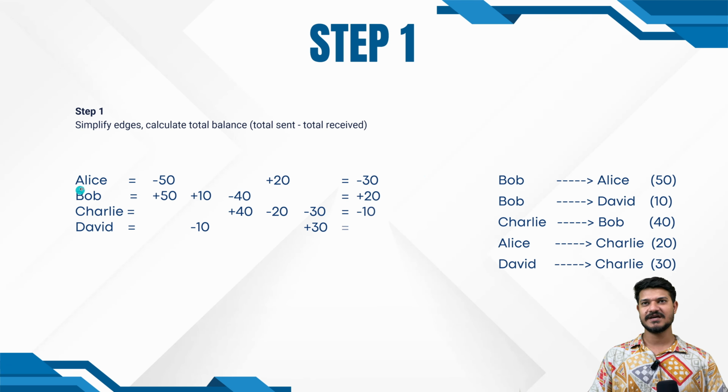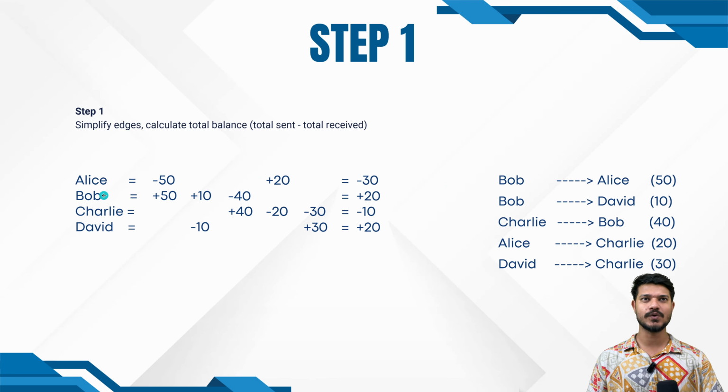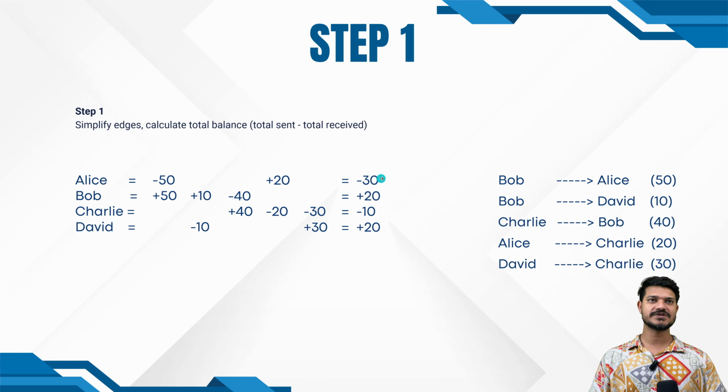The final balance is this: Alice overall owes 30, so minus 30. Bob needs to get back 20, Charlie has an overall debt of 10, and David has an overall net positive balance. That means he needs to get back 20. So these are the overall net balances of each of the 4 people involved, right? You can understand these people as the members of a particular expense group. So step one is to just calculate the net balance. These 2 people need to pay and these 2 people need to receive money. So this is step one.